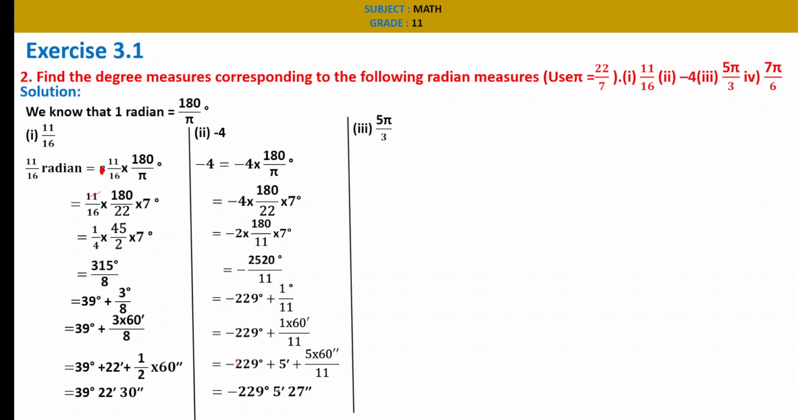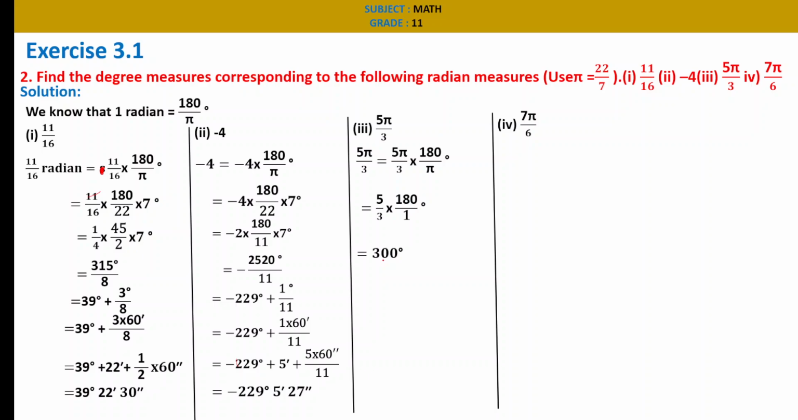Let us see third question. 5 pi by 3 radians. We know that 5 pi by 3 can be written as 5 pi by 3 into 180 by pi degrees. Let us cancel pi and pi. Then we are going to get 5 by 3 into 180 degrees. That is nothing but 300 degrees.